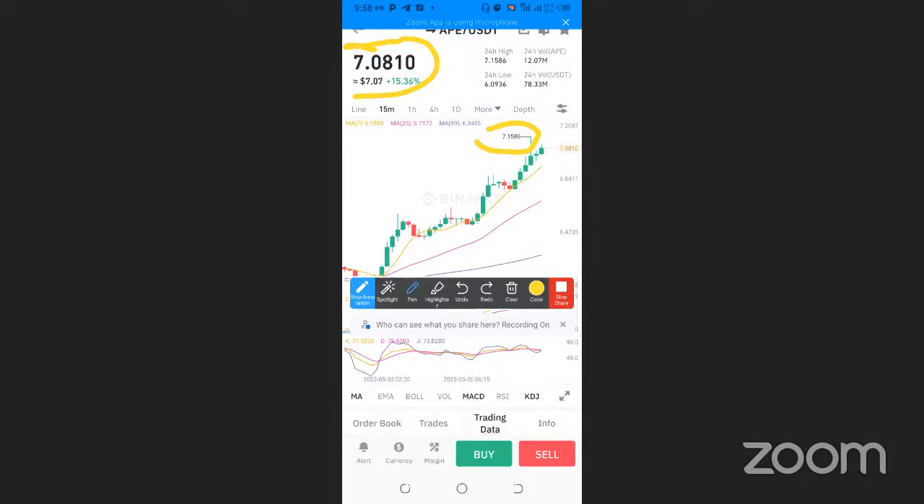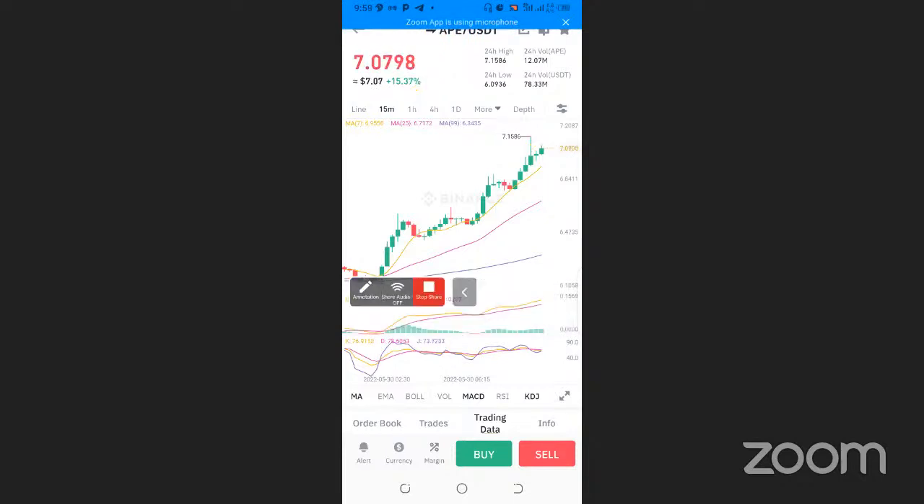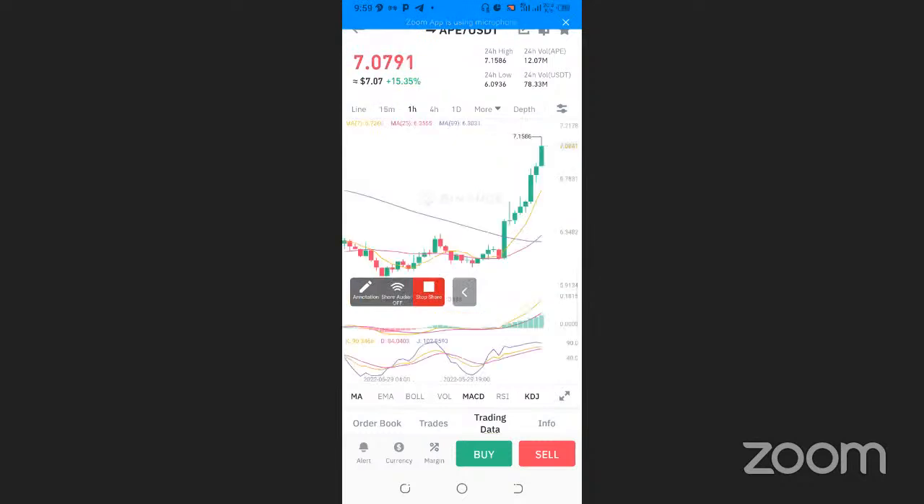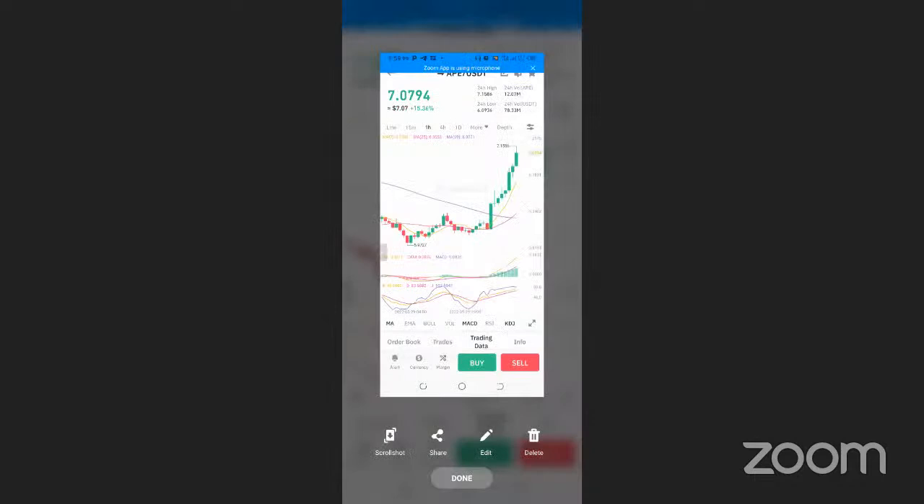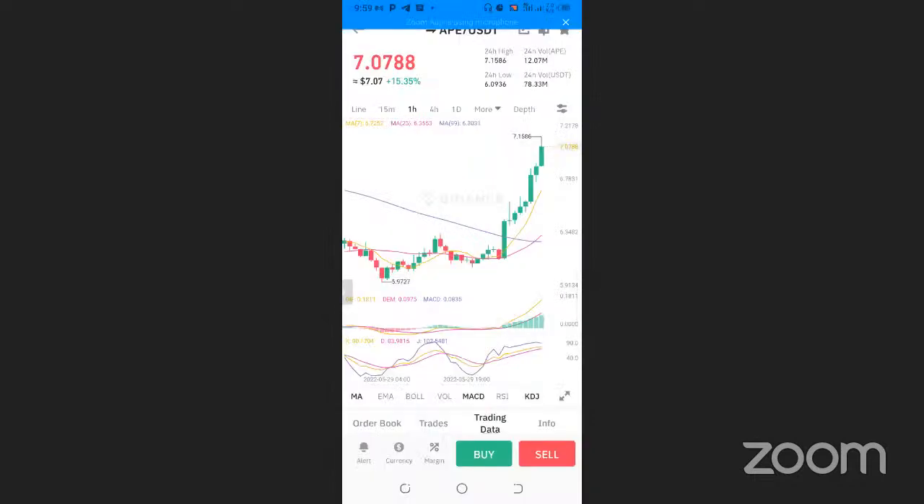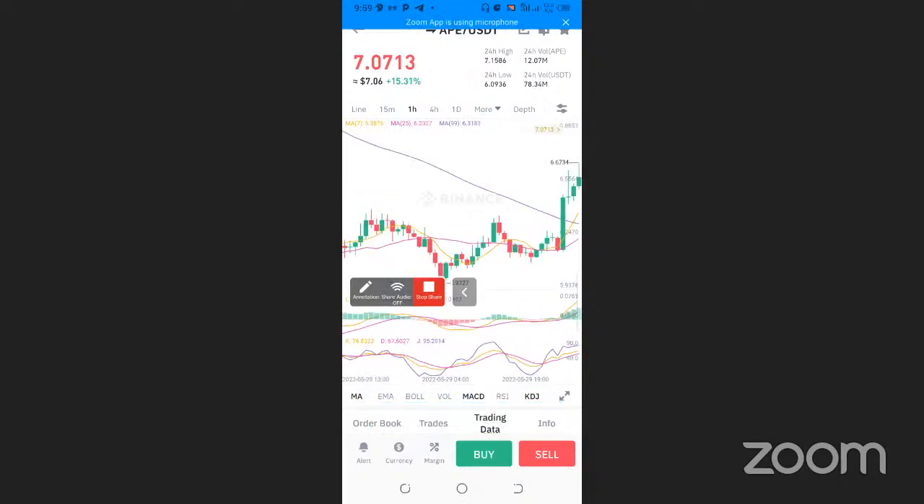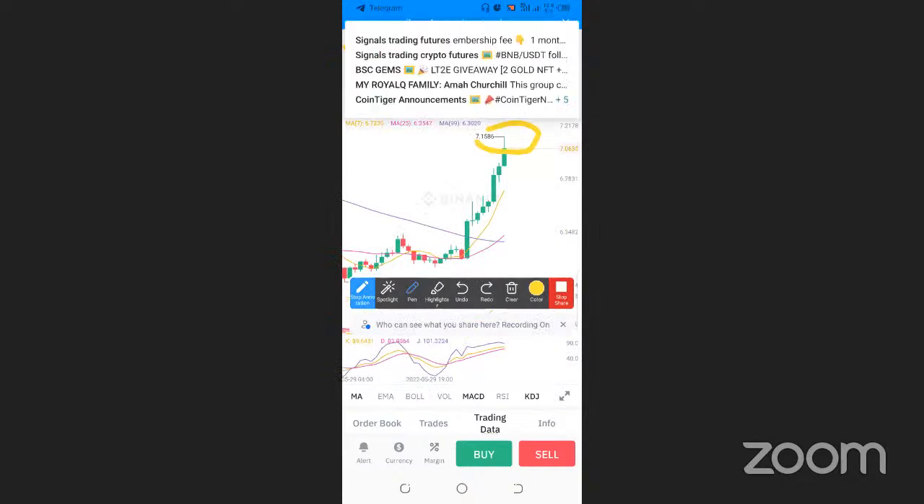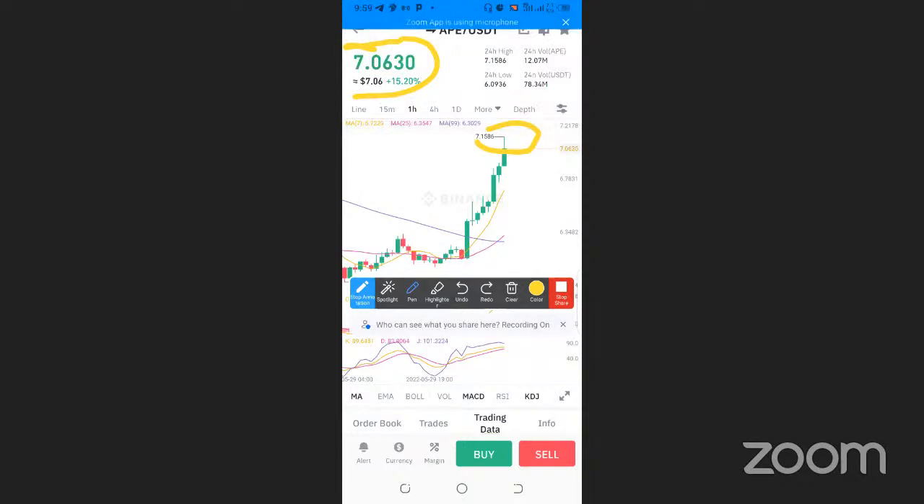The way we are seeing the market now, if it can break this resistance, we are expecting that in the next 1 hour this market may break it. If it breaks this resistance, that means we are expecting that Apple will hit $8. You understand? That means Apple will hit $8.